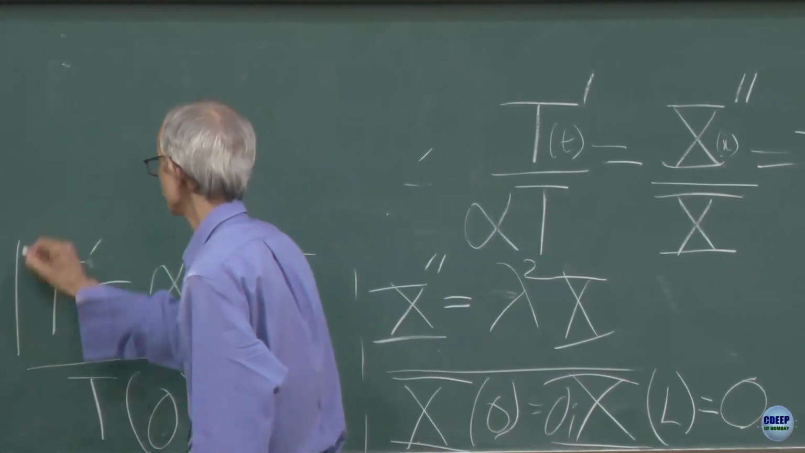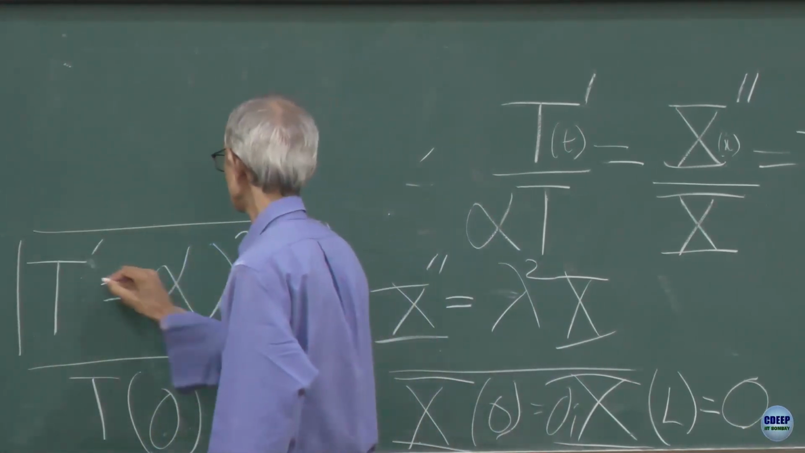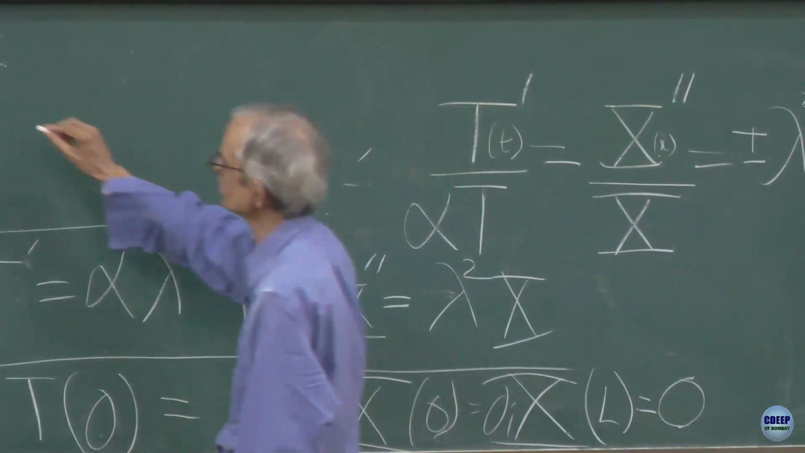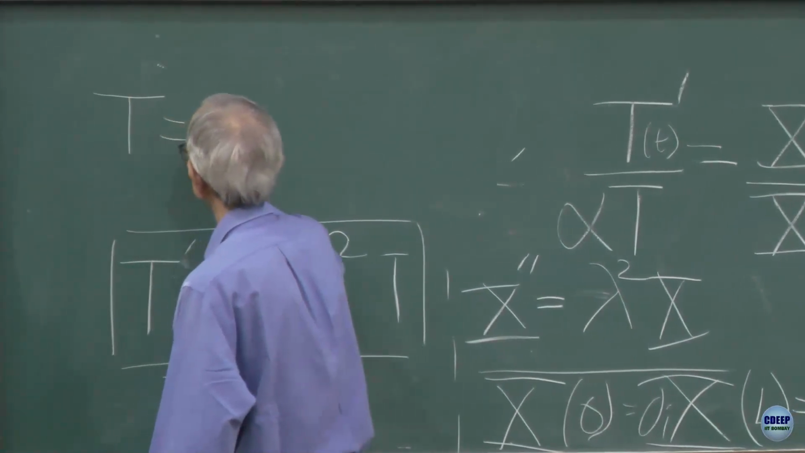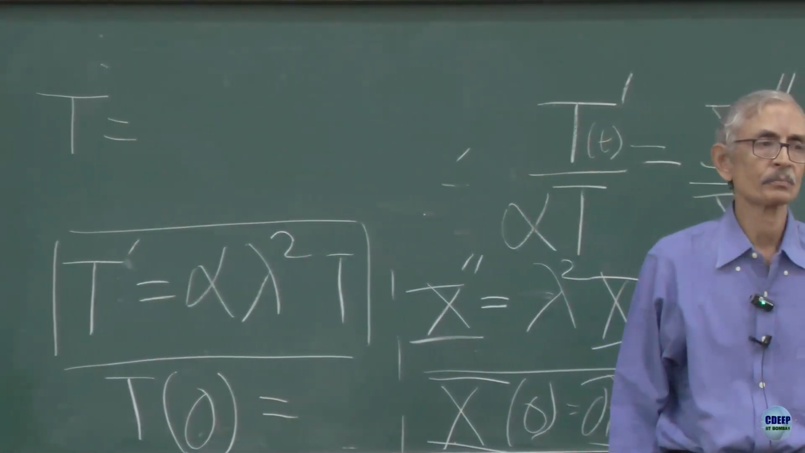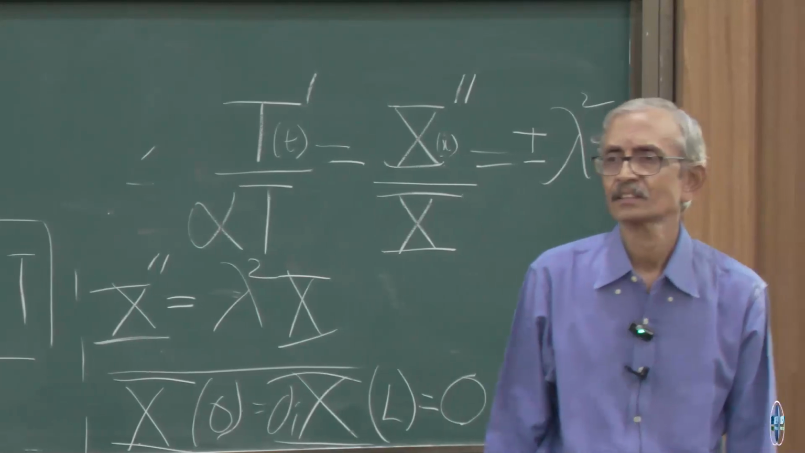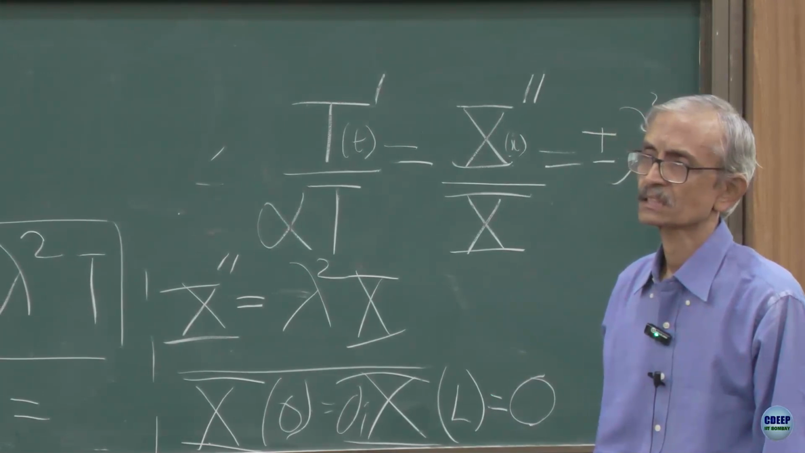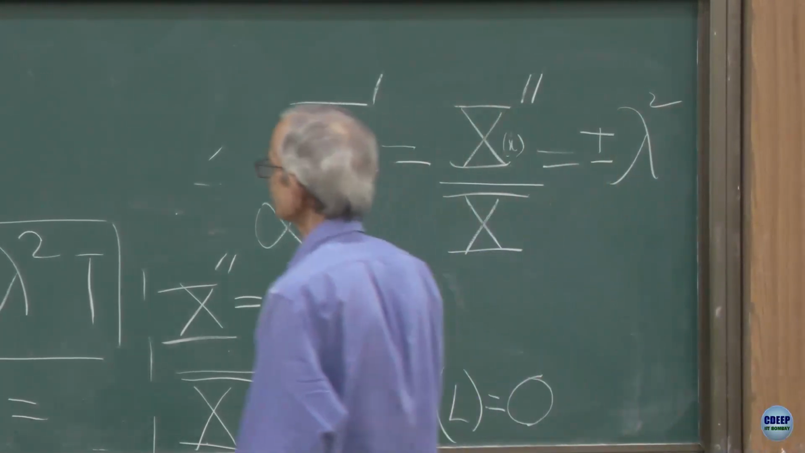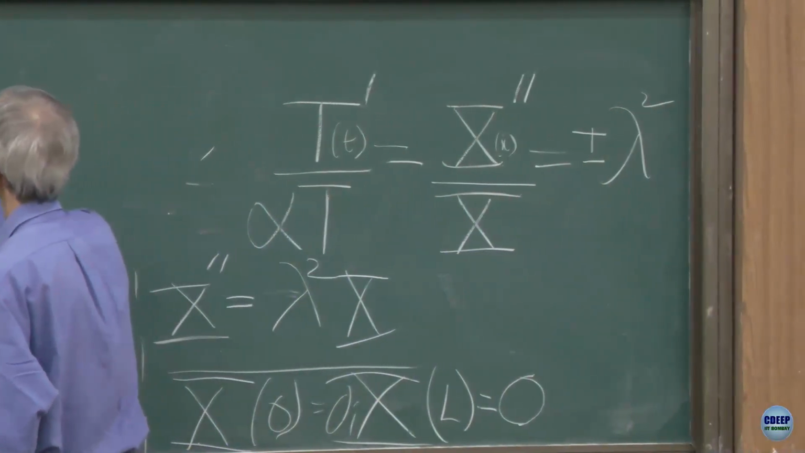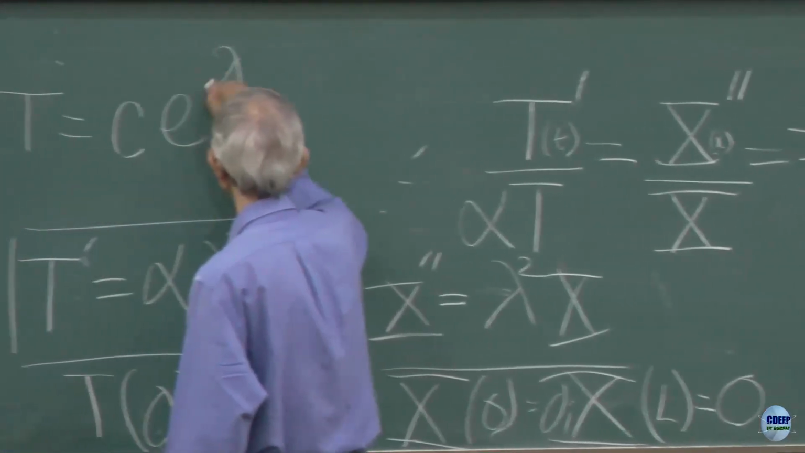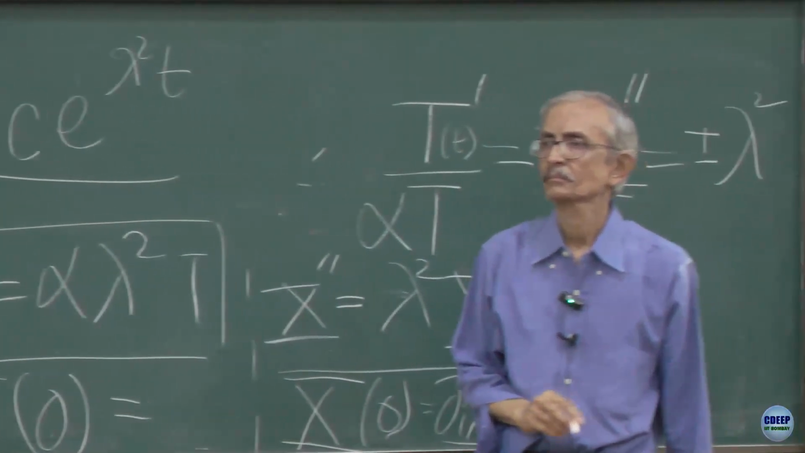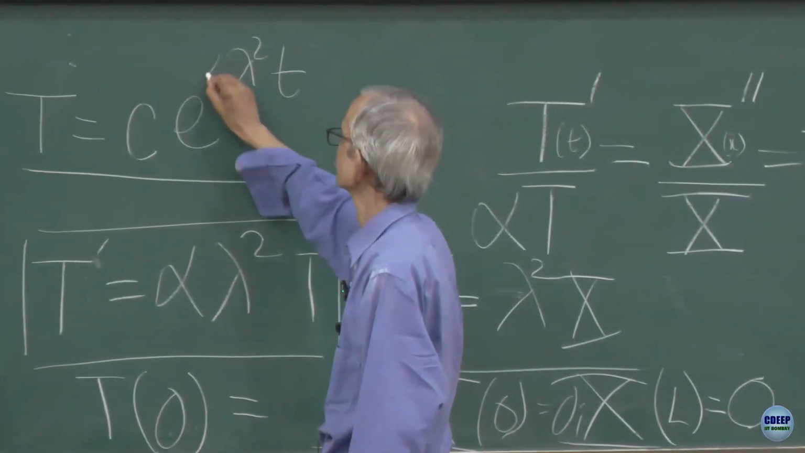So I have got now T of t equal to this. What's going to be the solution for this? T prime is equal to alpha lambda square T. What is T equal to then? From our original exposure to ODEs, what is the solution for T? Some constant times e raised to the power of lambda square t. Pardon me, alpha also is there.